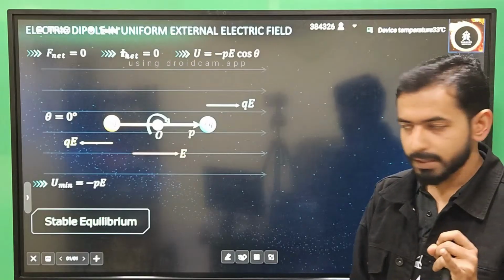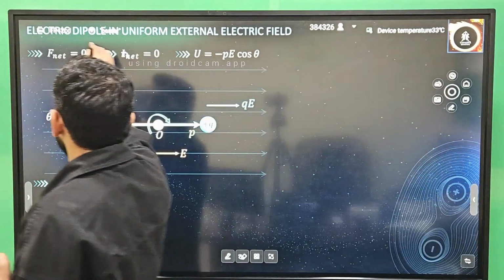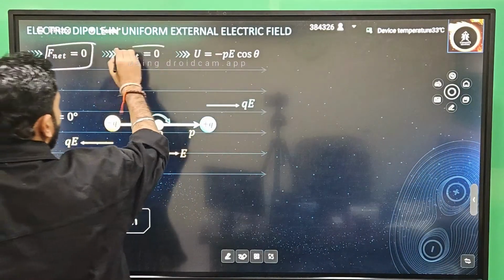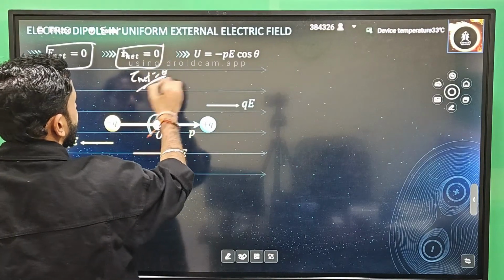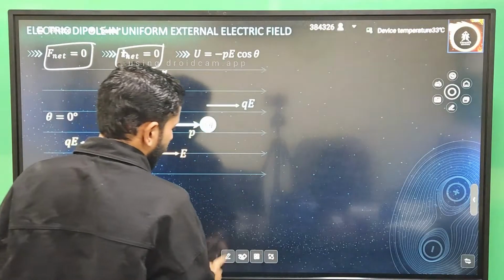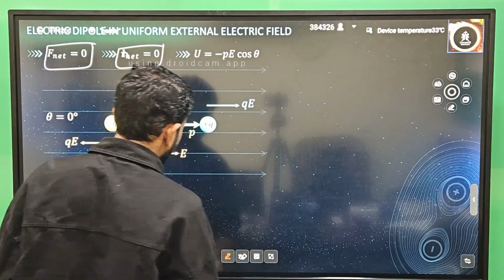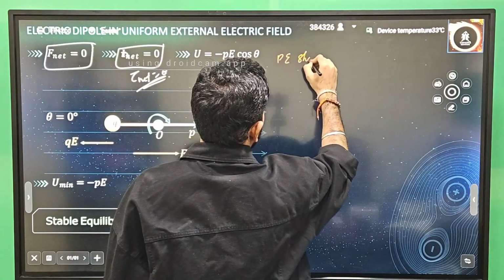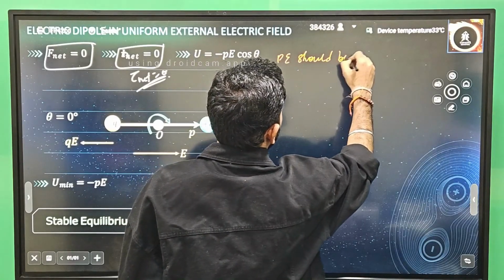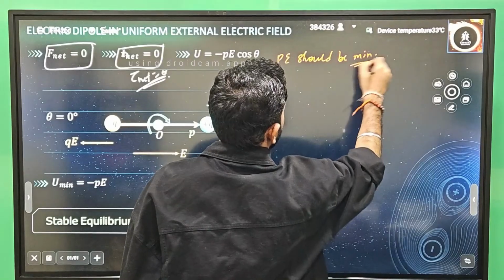Firstly, net force should be 0. Then net torque should be 0. And the potential energy should be minimum. This is the condition for stable equilibrium.